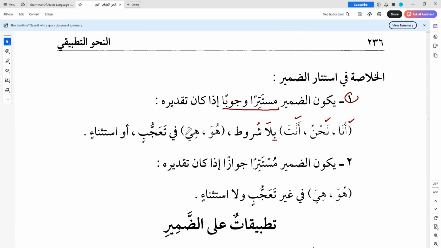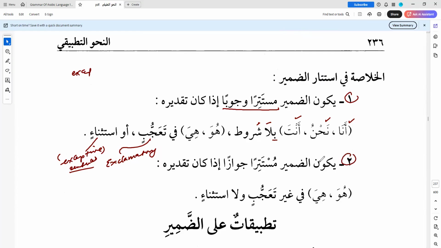However, هو هي في التعجب or استثناء, right? They need shurut. So ta'ajjub, remember I said, is exclamation or exclamatory. And then istithna is exceptive. It's like you are saying, except you. So exceptive sentences in Arabic, later on we're going to look at them.